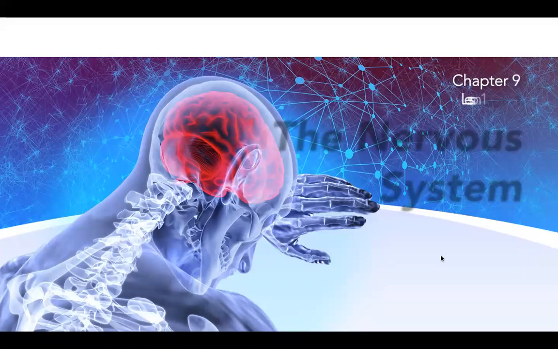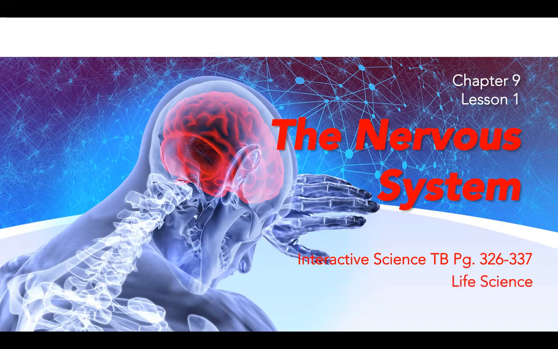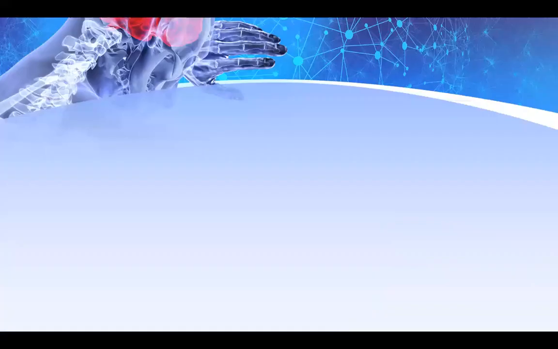Good day, students. So we are now in chapter 9, lesson 1, and the lesson is all about the nervous system. For your reference, you must have your interactive science textbook pages 326 to 337. This is a life science subject. I'm Mr. Jasper Policiano, and this lesson is for grade 7 students. What are the objectives of the lesson?